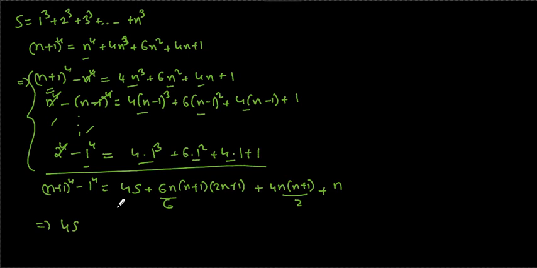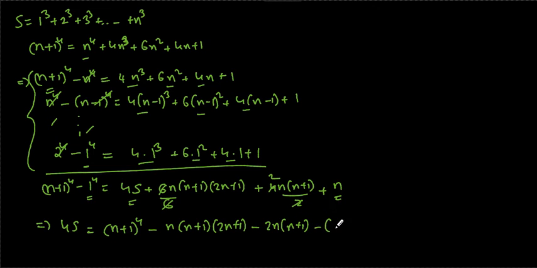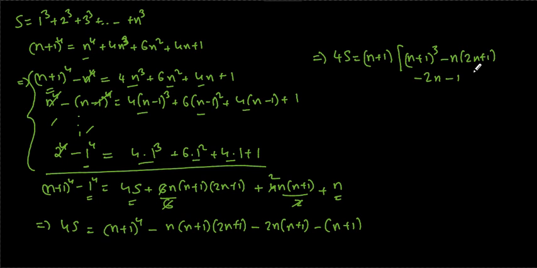From here 4S would be equal to (n+1)^4 minus n(n+1)(2n+1) minus 2n(n+1) minus (n+1). Continuing, we get 4S is equal to, if I take n+1 common, we would get (n+1) whole cube minus n into (2n+1) minus 2n minus 1.